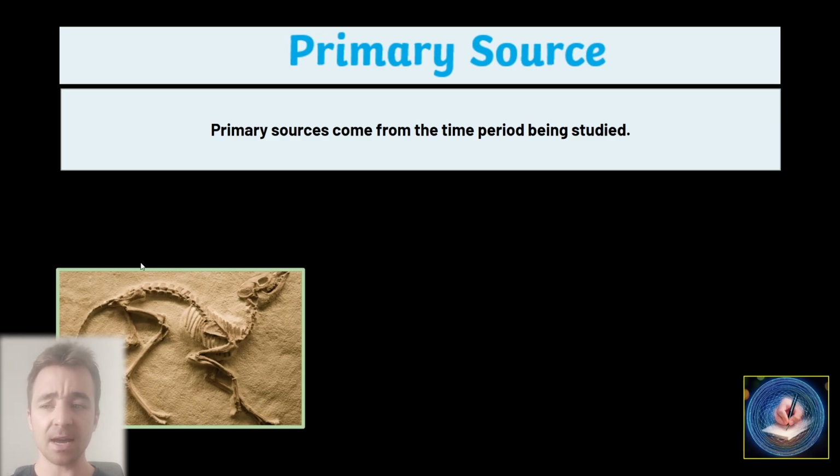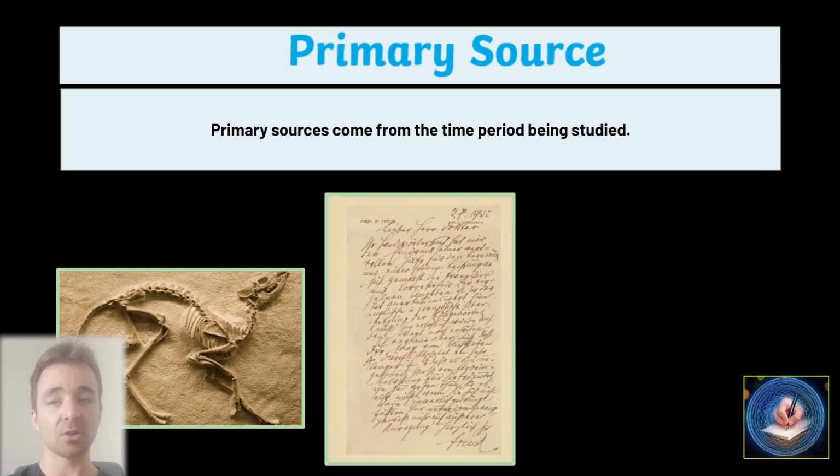So because of that, they would be a primary source. They are from the period of time you're looking at. So if you were an archaeologist studying ancient animals and you dug up these bones, this would be a primary source because it is from the period of time you're studying, okay? Another example here is this letter.